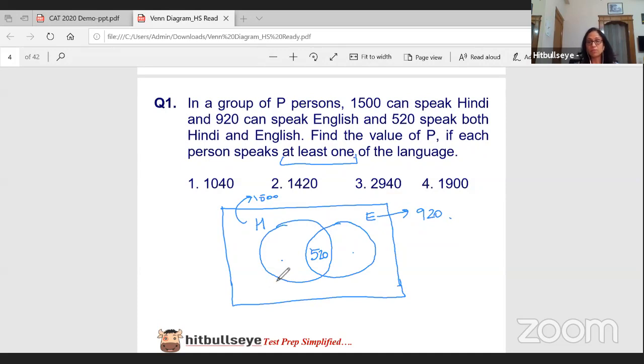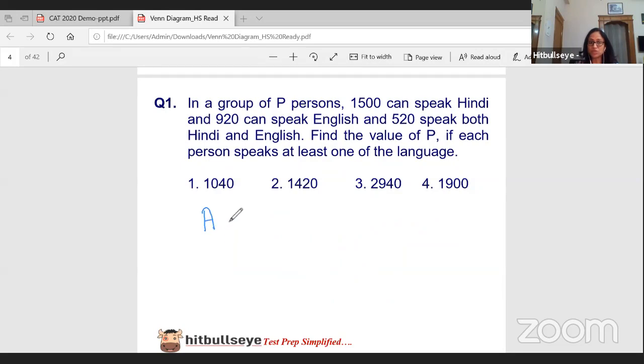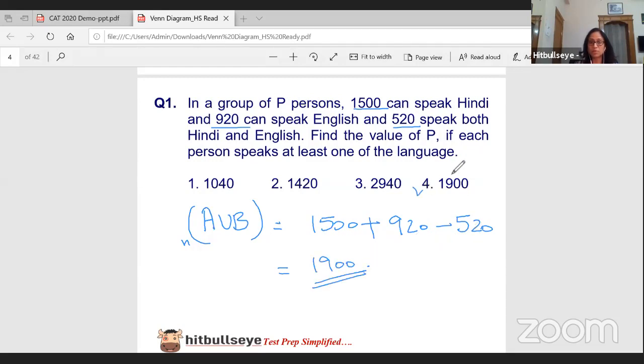This is one approach if you're solving the question with the virtue of Venn diagram. But obviously the formula will be much easier for you to understand here. Why? Because the question is just asking you to find the value of P, that is the total number of people. So the formula that we just discussed was the number of people in A union B, which is like English and Hindi here, will be given by the number of elements in the first one, which is 1500, plus the number of people in the second one, which is 920, minus the number of people in the intersection, which is 520. So you notice that this subtraction is 400. So the answer comes out to be 1900. That is option number 4.